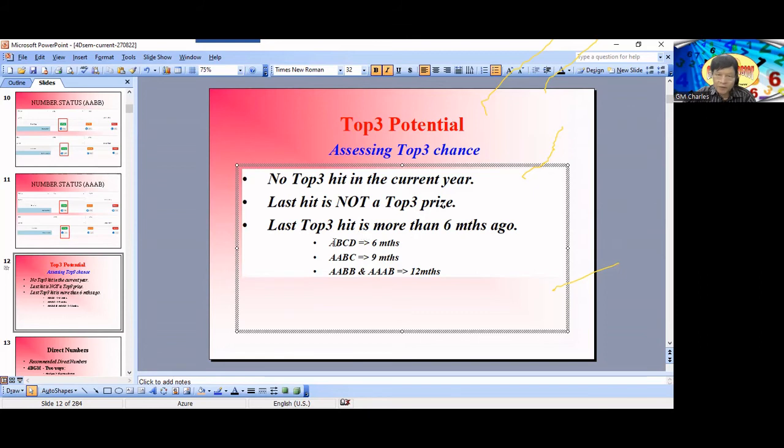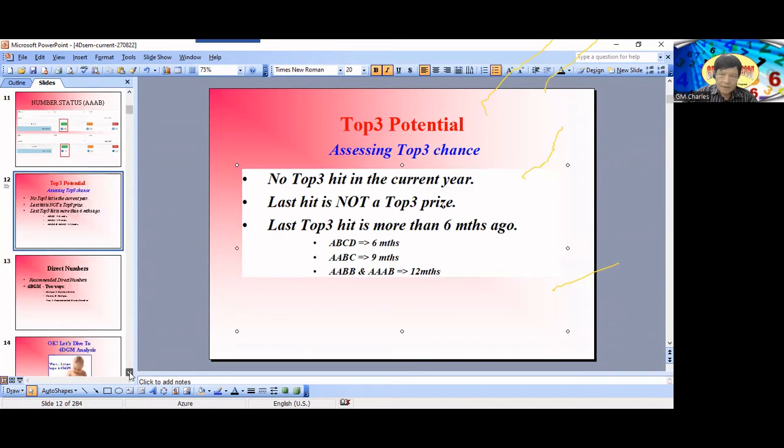But here again, you can look at what type of number category. For A, B, C, D, equal or more than 6 months is good. But for AABC, 12 combination type, it should be equal or more than 9 months, better. And then for BB and AAB, equal or more than 12 months is better. If you can break down to this final point of analysis, then you probably get a better chance of hitting. Okay.